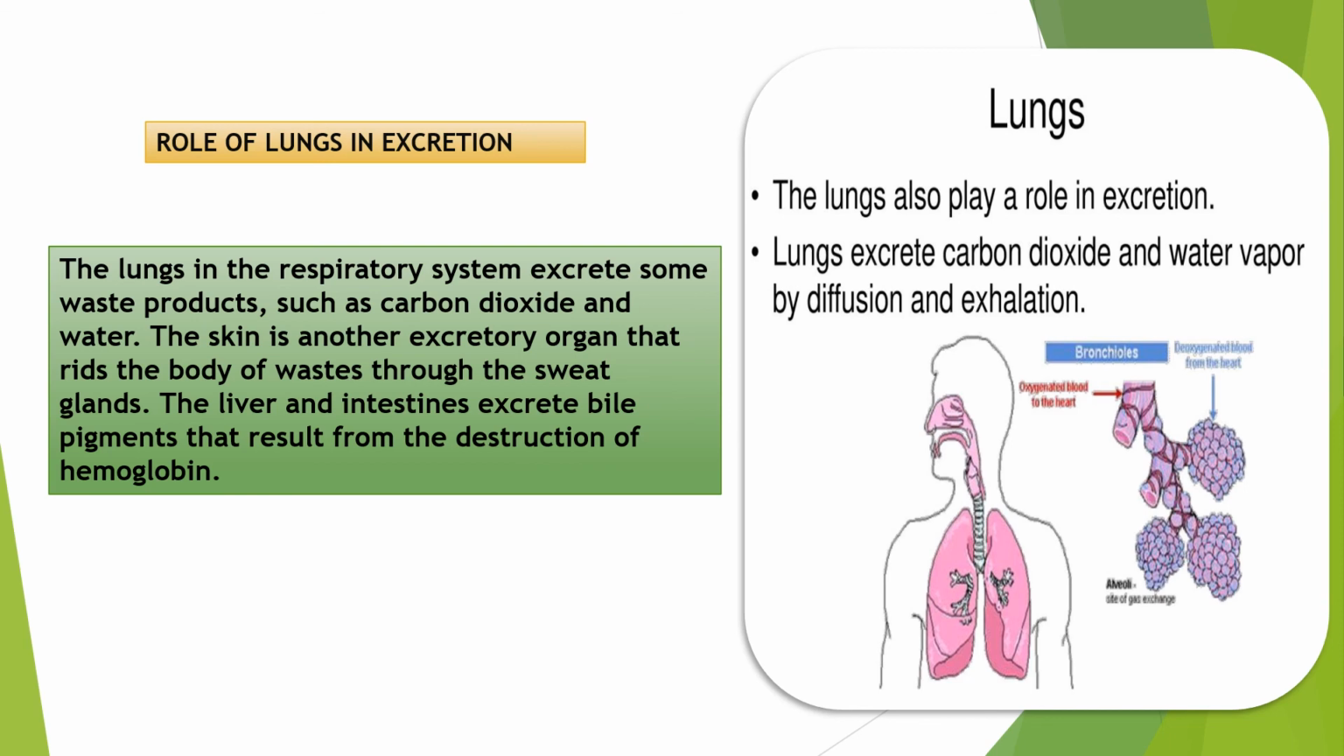So in the diagram you can see the lungs also play a role in excretion. Lungs excrete carbon dioxide and water vapor by diffusion and exhalation. You can see in the diagram total respiratory tract of a human body has been shown along with the alveoli where actually the respiration happens.